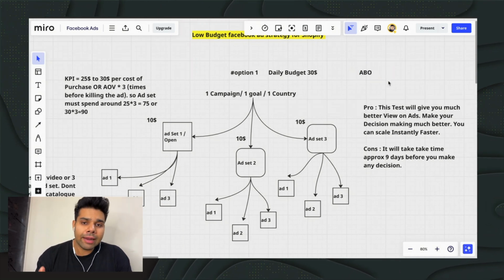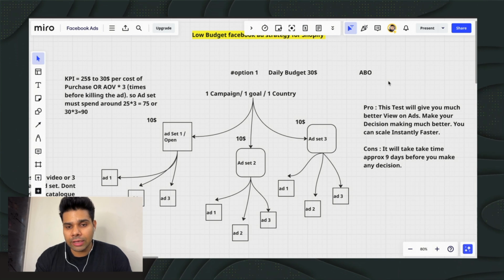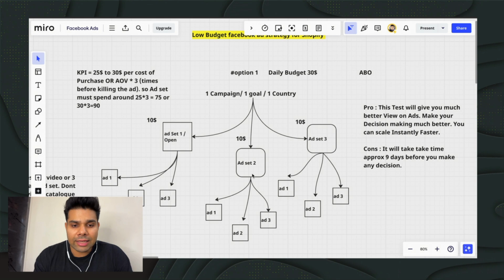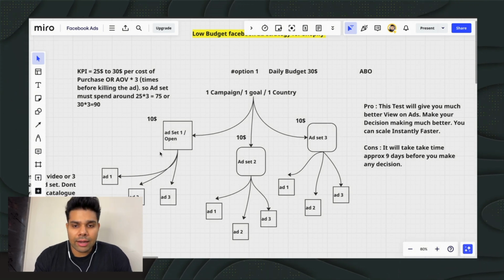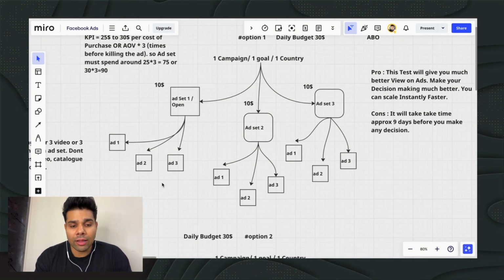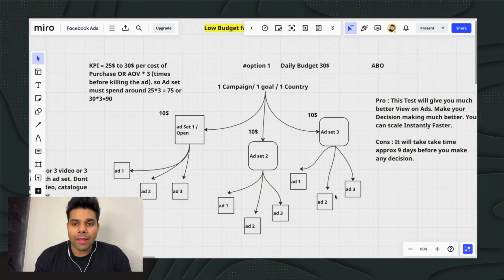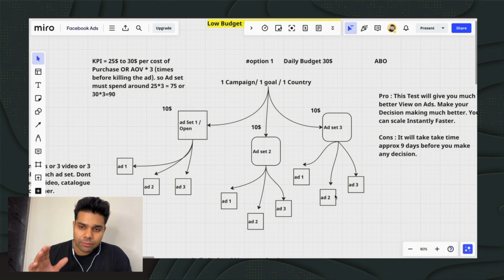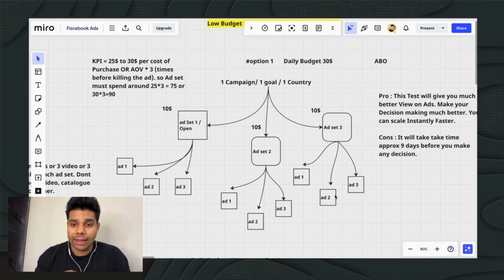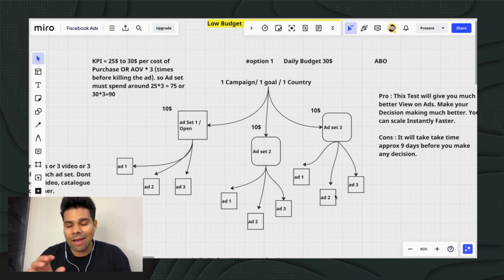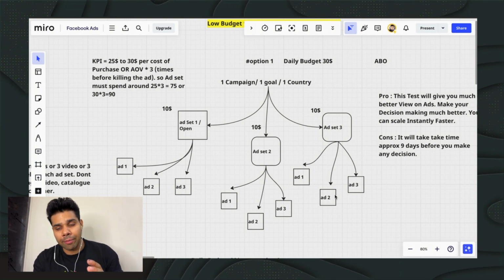But what's going to happen if CBO is there is that Facebook will try to spend money on a single ad set most of the time. Like Facebook might spend around $20 over here, $10 here, $0 over here, to give a fair chance. If you think your ads are really good and you want to give a fair chance to each and every ad set, then you need to choose ABO.